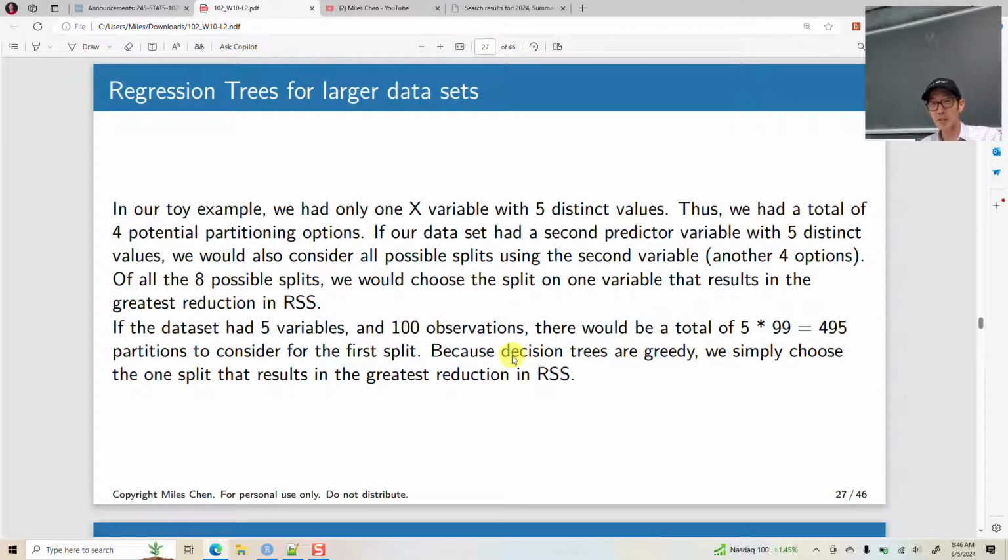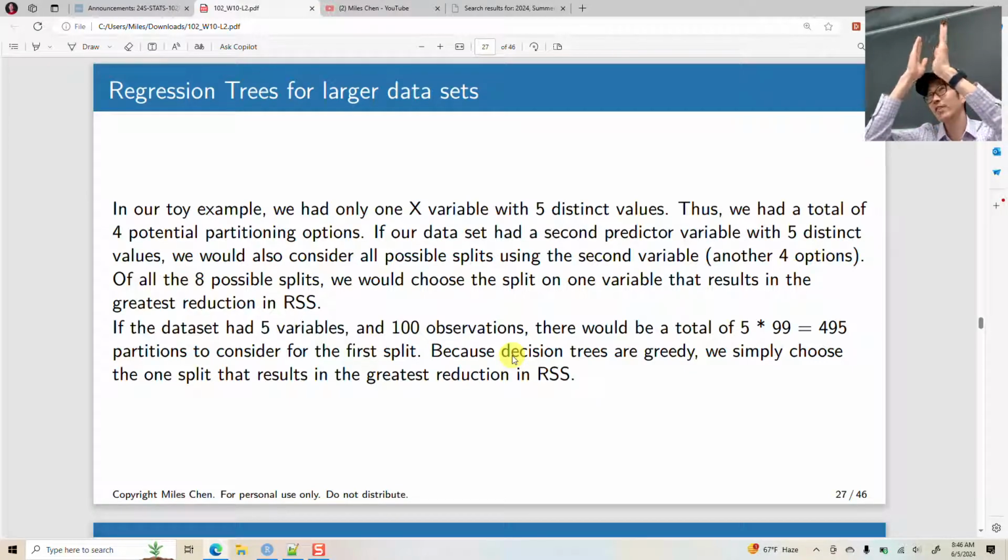You can do the same with a bigger data set. If you don't have a toy data set, you just have to consider more splits, and you consider all of your variables. So let's say you had a data set with 5 variables and 100 observations. Technically, you would have 495 splits to consider, because for your 100 observations, assuming you have 100 unique values, there would be 99 possible places where you could split that one variable.